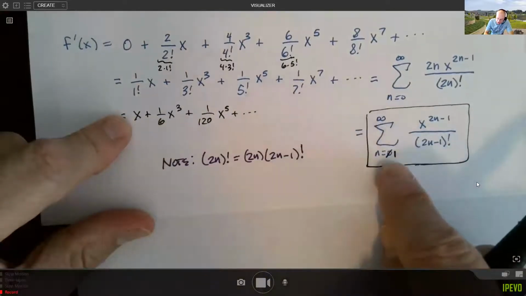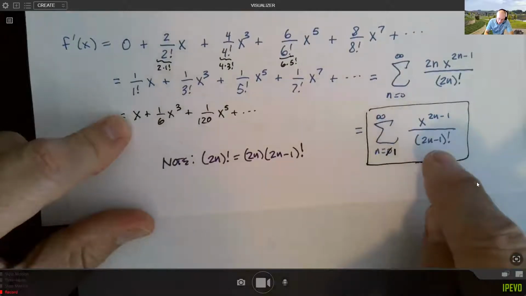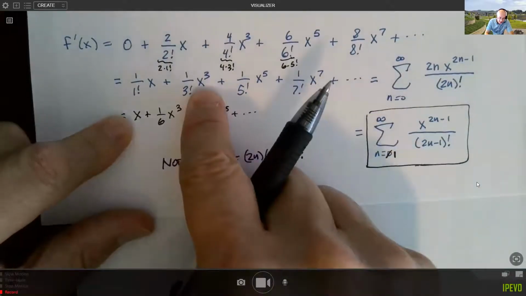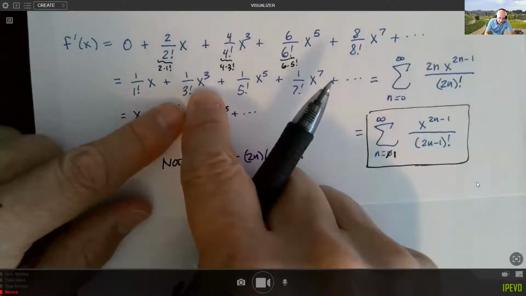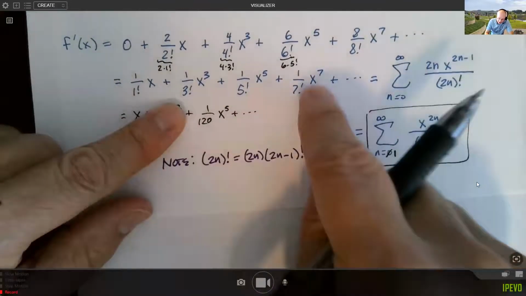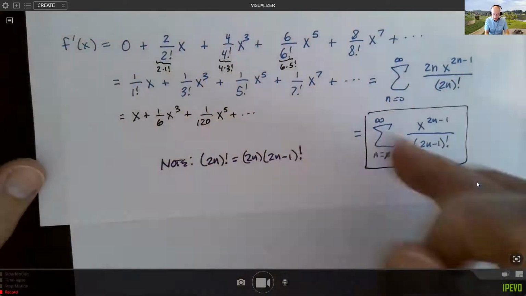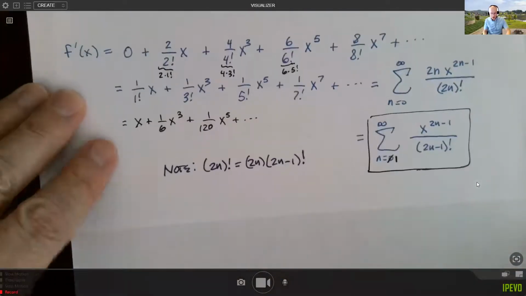And then when n is 2, I get 4 minus 1 is 3, x cubed over 3 factorial. That's that term. When n is 3, I get x to the 5th over 5 factorial. When n is 4, I get x to the 7th over 7 factorial. So it's going to give you those same values as a check. You can check that out.